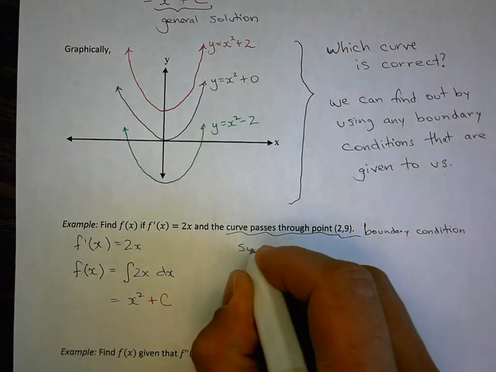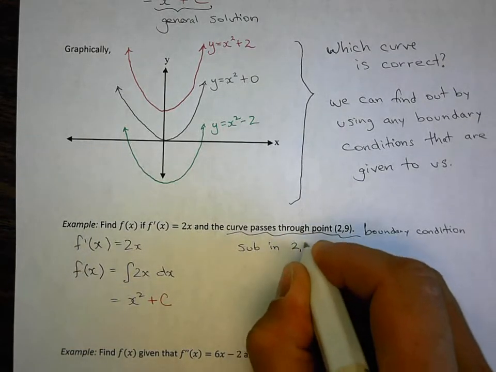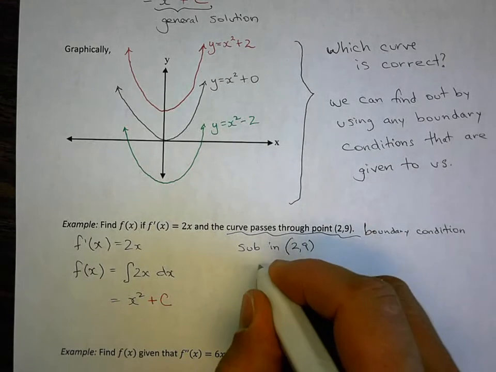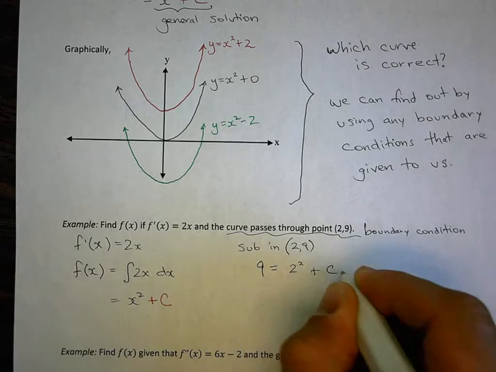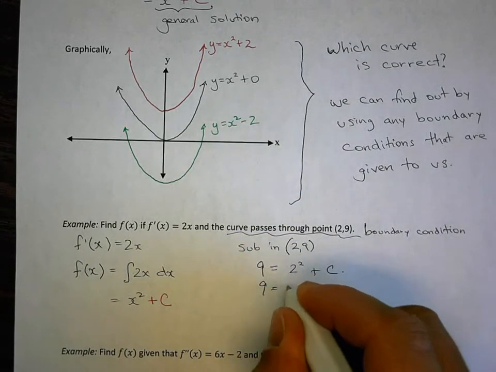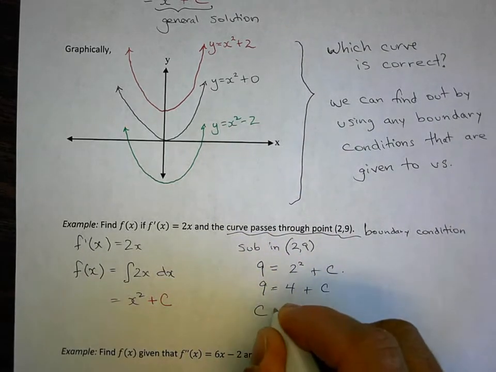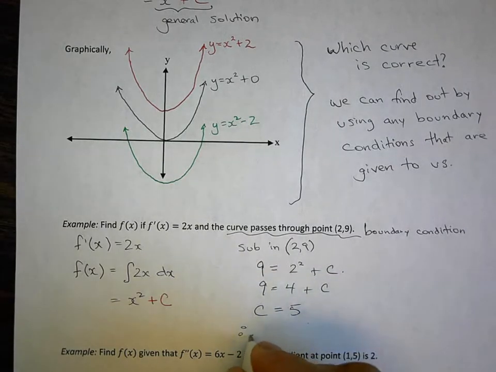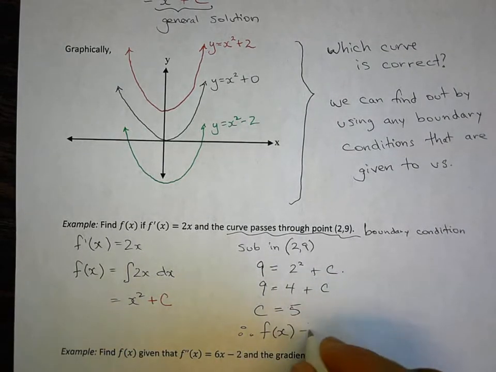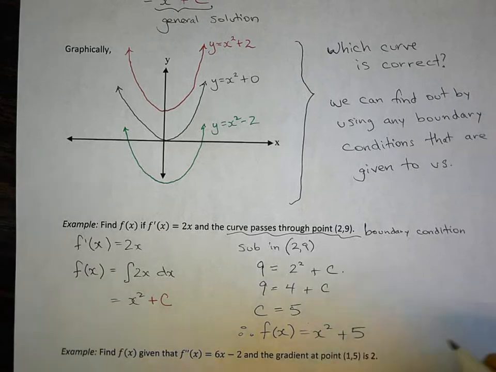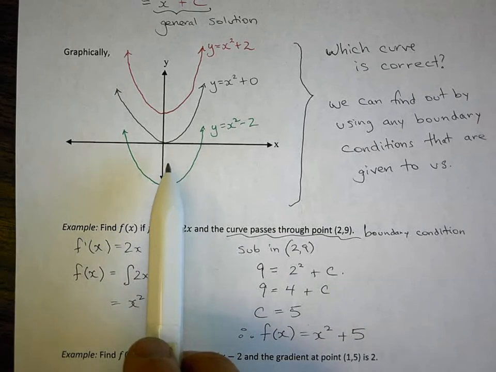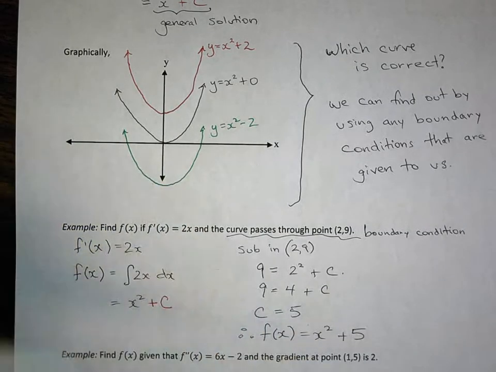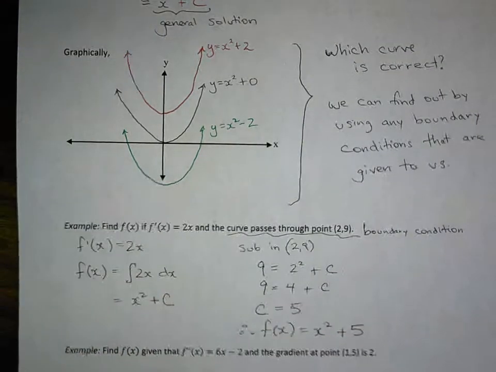How do you do that? Well, you sub in that boundary condition into my equation. So I get 9 is equal to 2 squared plus c. 9 is equal to 4 plus c, so c is equal to 5. Therefore, my function is x squared plus 5. I know which one of these parabolas it has to be, because I know that boundary condition. Neat. So it's not too bad.